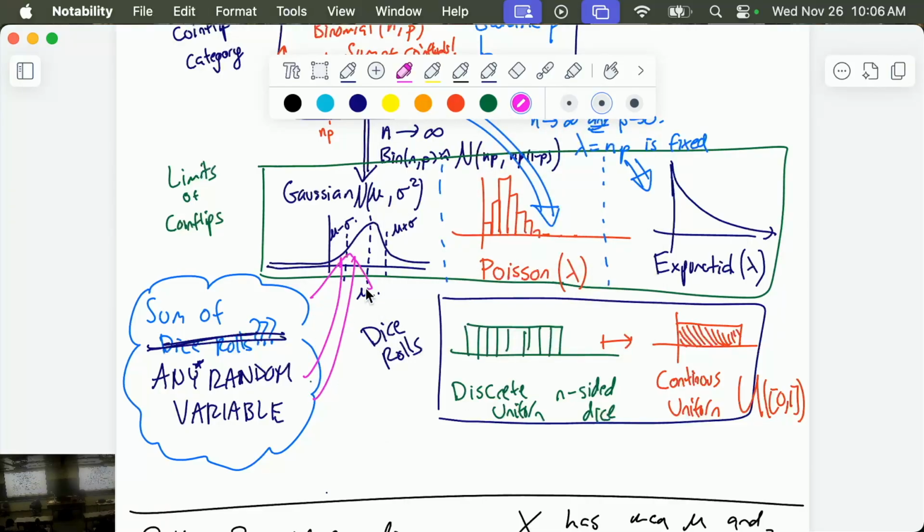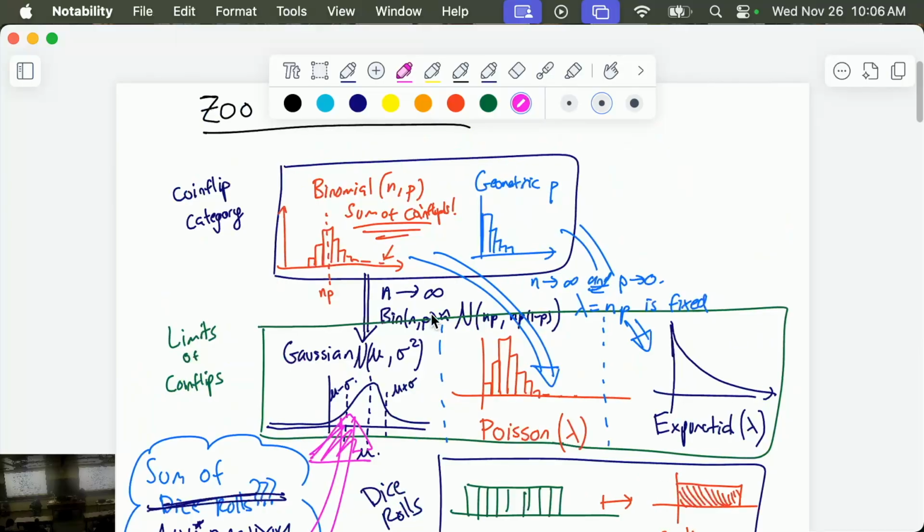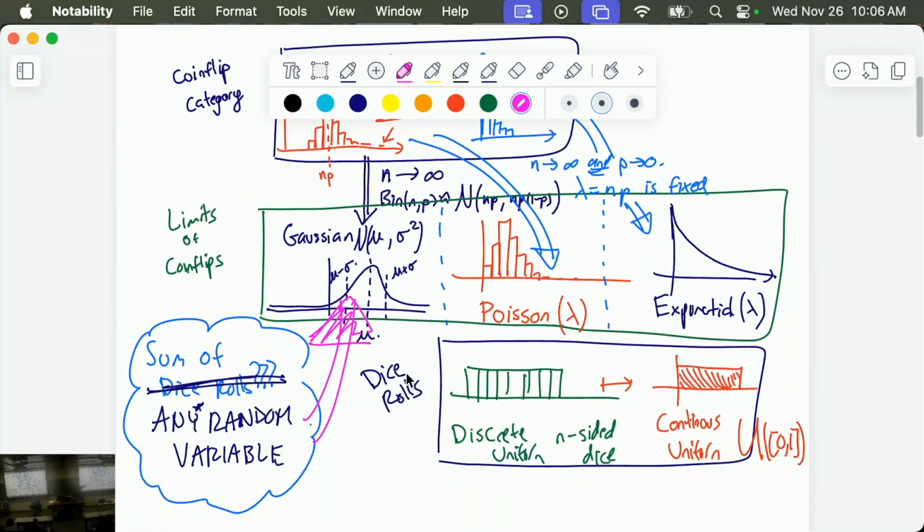Okay, this is a beautiful thing, and it's just like the arrow from the binomial to the Gaussian. That arrow works for any sum of random variables. And this sum has a name. We're going to move the label for the dice rolls somewhere else. This is called the central limit theorem. And this is one of the big results in probability.